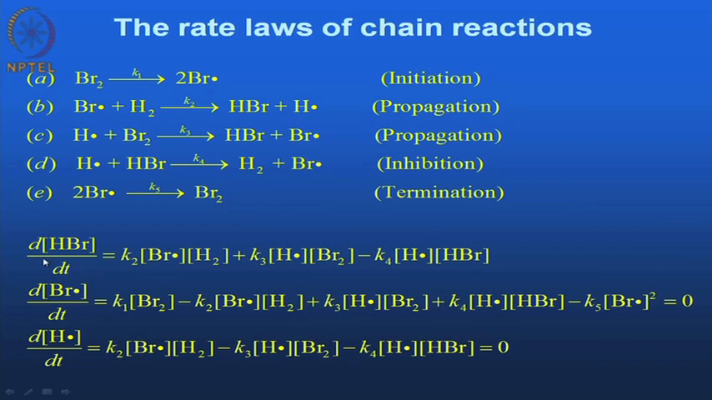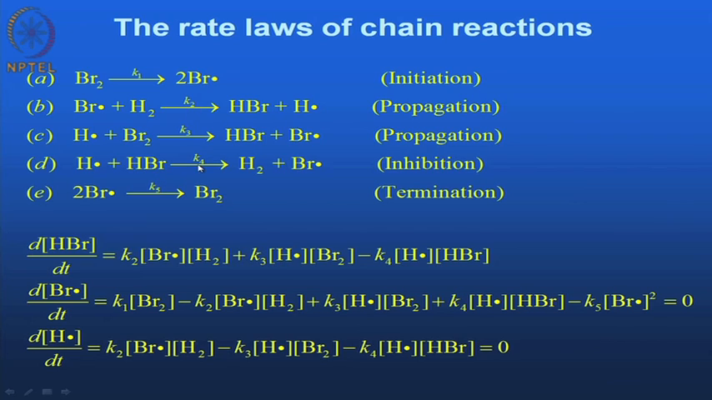So, d/dt of [HBr] will be equal to, you just have to find out where this HBr is involved. These are the 3 steps where HBr has been involved: steps B, C and D. Here HBr is produced, so you write k2 [Br•][H2] with a positive sign. Here also it is produced, so that should also be plus k3 [H•][Br2], but here it is acting in the opposite direction, so it will be minus k4 [H•][HBr].